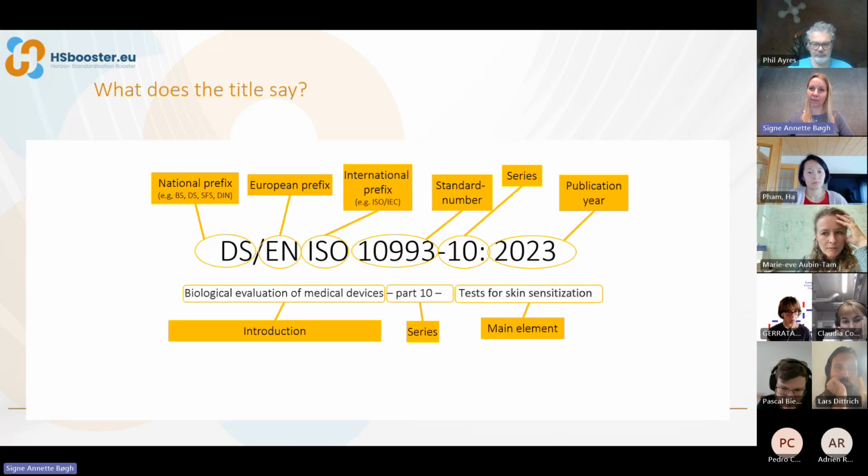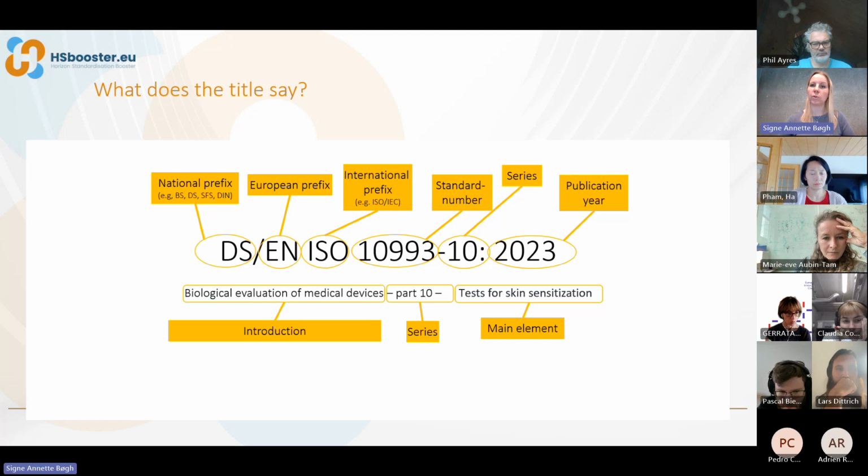What does the title say? Some of you, again, might already be using standards. Some of you will hopefully look into standards after today. I just wanted to make sure that you understand what it is that you can actually read from looking at the title, because you can get a lot of information just by reading the title.